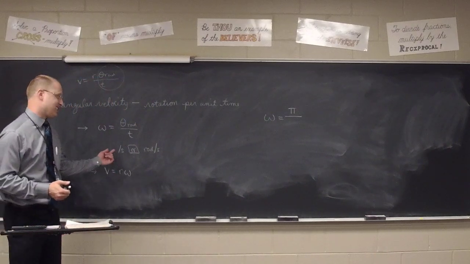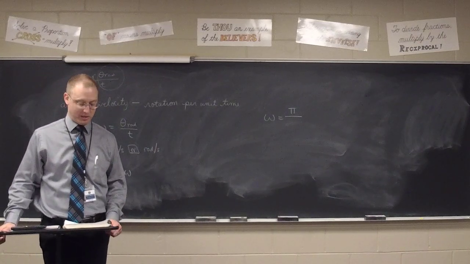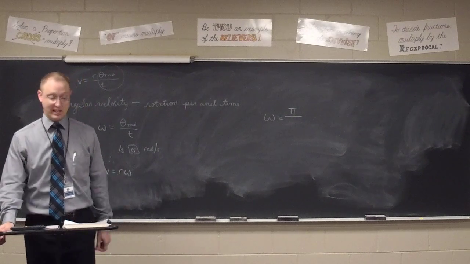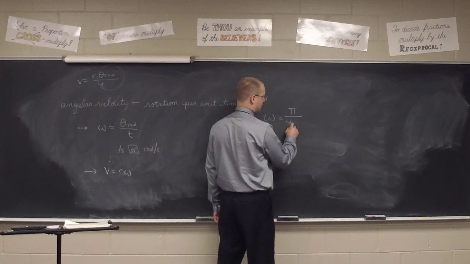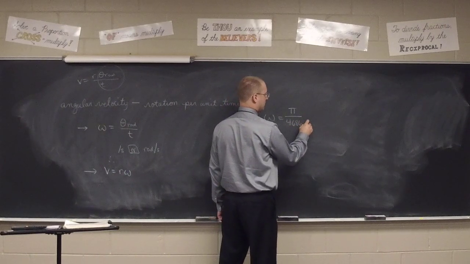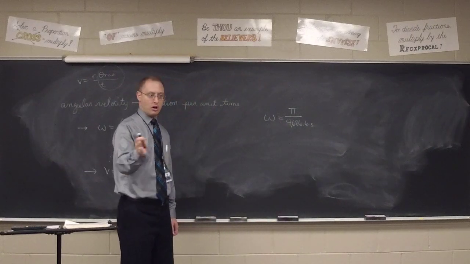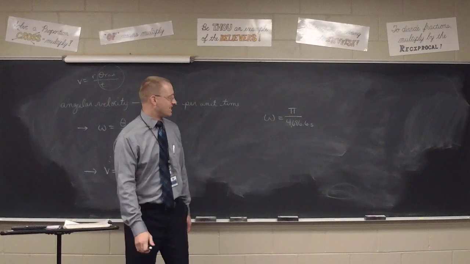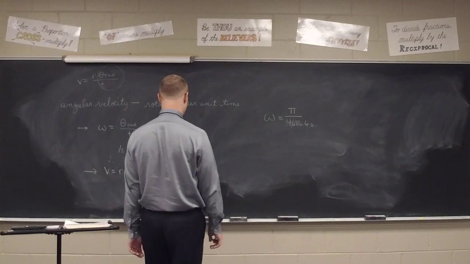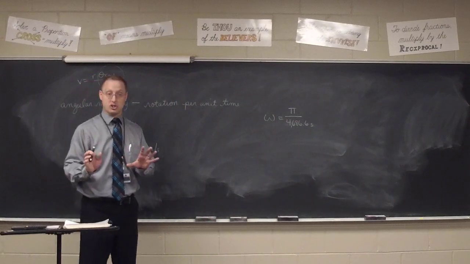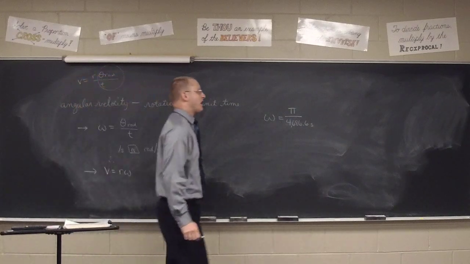78.11 minutes. Oh, we need it in seconds. So what do we do with the 78.11? Times 60. That's a whole lot of seconds, right? How many seconds is that? 4,686.6. That's a whole lot of seconds to only go half a rotation, right? It literally takes 78 minutes to go from here to here. Very slow rotation, right?